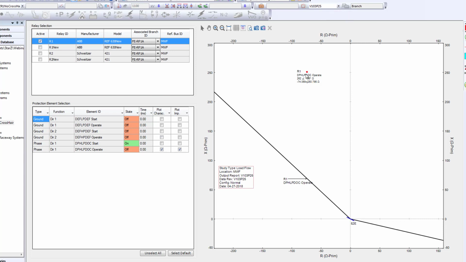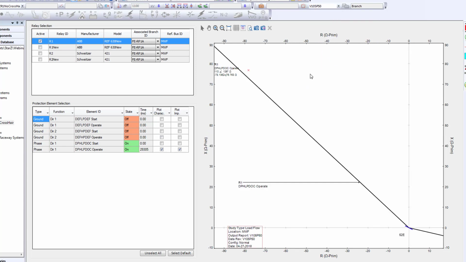In this case, as you see here, the seen impedance is in the second quadrant, but it's a little bit far from the origin. The seen impedance is about 262, so it's far. This means that the current is less than the pickup, so the relay does not trip.